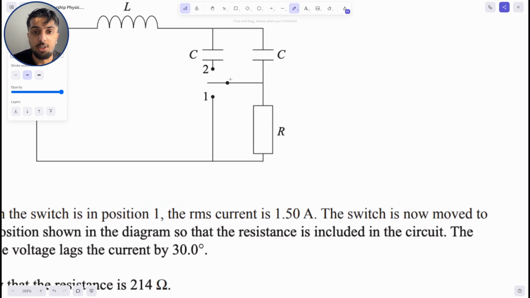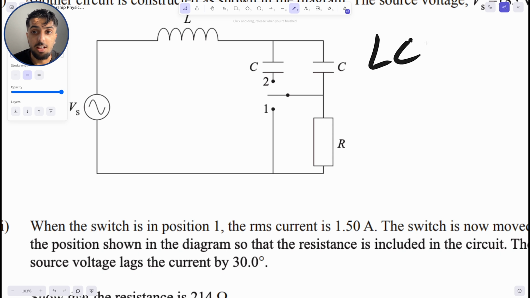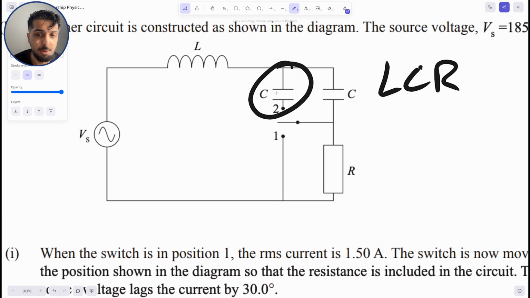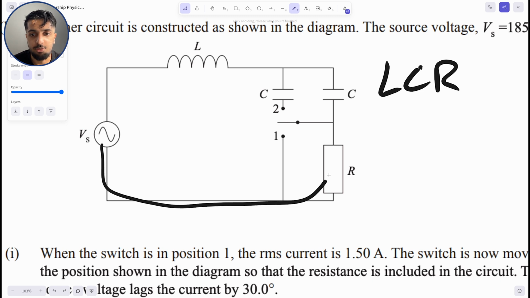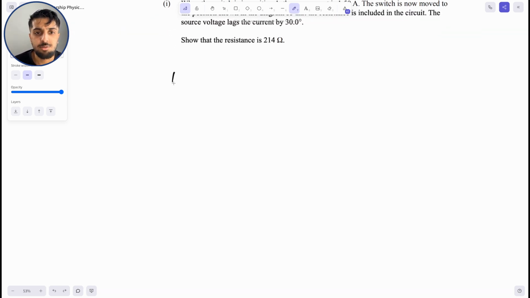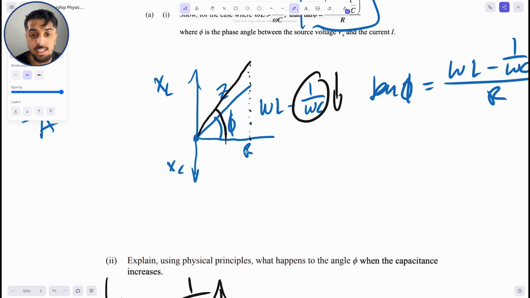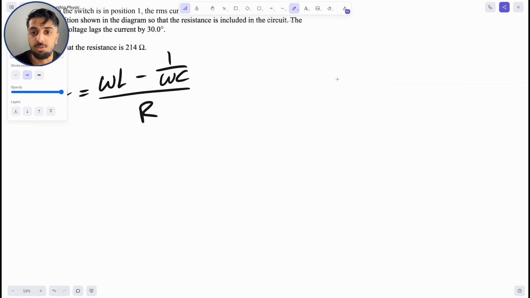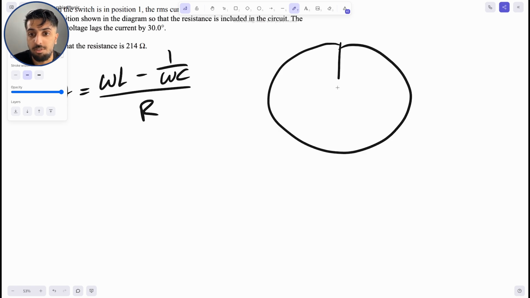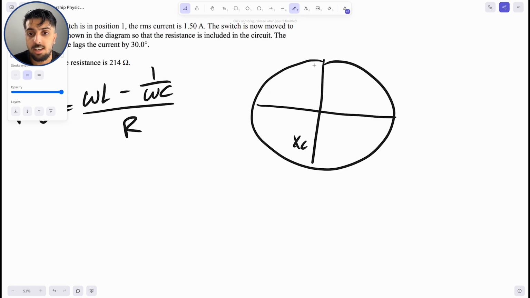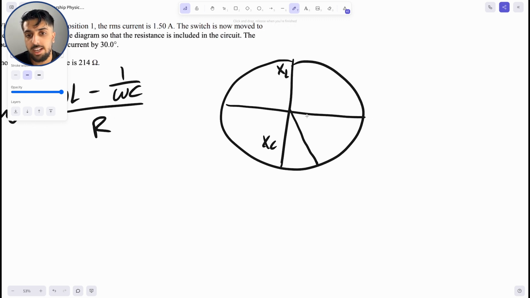Okay, so now that the switch is in this position here, this is just a regular LCR circuit. Because this capacitor is just in no man's land, the current will just flow like so. So in the first question, we found that tan theta is equal to omega L minus 1 over omega C all over R. However, in that case, voltage was leading current. In this case, voltage lags current. So this is what our phasor diagram will look like. If we have our phasor right here, we will have our XC and this is our XL. The voltage or the total impedance will lag the current by 30 degrees, like so. So before it was up here, but now it's down here.